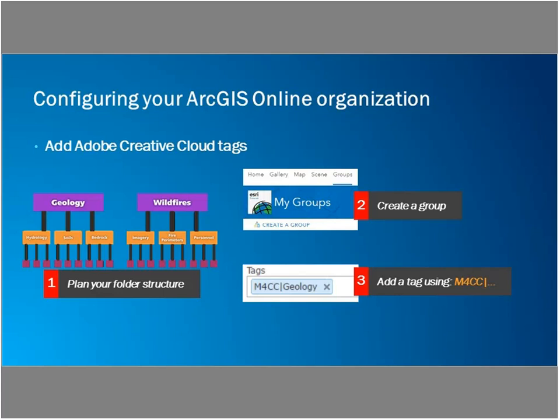So once you've planned your data filing structure and have some layers and web maps that you want to be able to search for through the ArcGIS Maps for Adobe Creative Cloud extension, you can begin creating groups. So for example, I have here a geology group. When you create these groups, all you need to do is add the tag M4CC. It stands for Maps for Creative Cloud. Makes sense, right? And add a bar/pipe symbol to make sure this is accessible for people that are using the Maps for Creative Cloud extension.